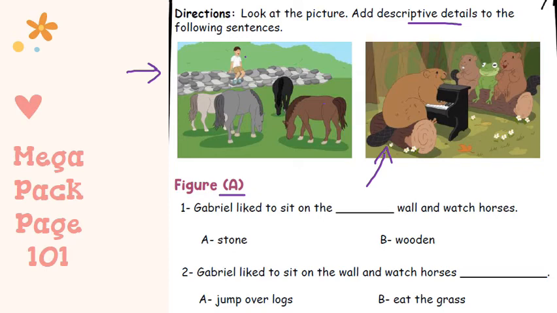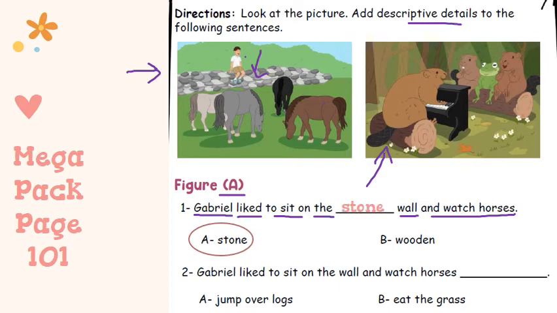Let's see how we can improve our sentences. First, we can give the boy a name. Gabriel. Gabriel likes to sit on the what? Wall and watch horses. Now, what kind of wall? If I say wall, you may think of a wooden fence, you may think of grass, okay? It's not clear. You may think of a broken wall. So if I give more describing words, my sentence will be clearer. So rather than saying on the wall, I can say on the stone.